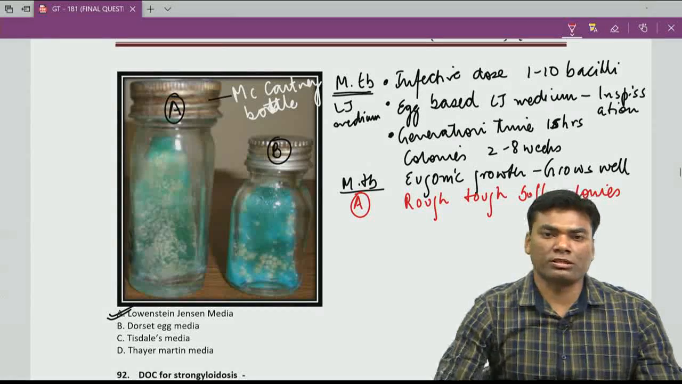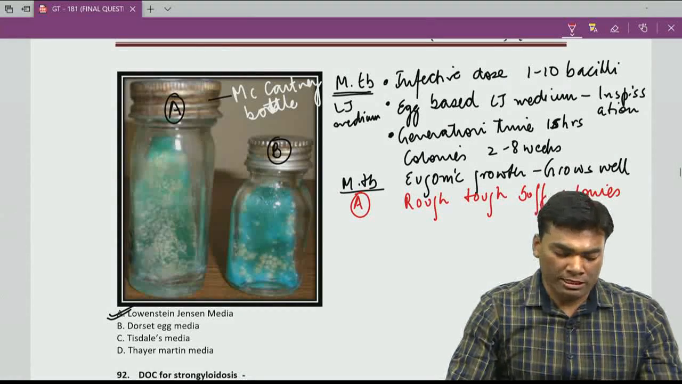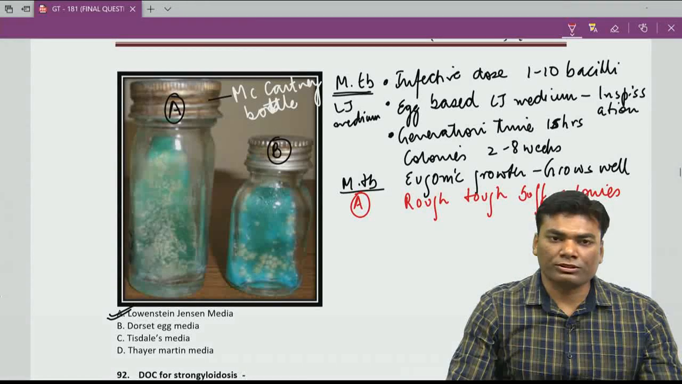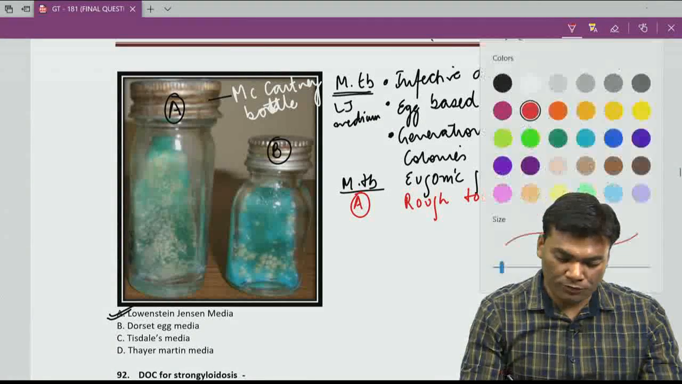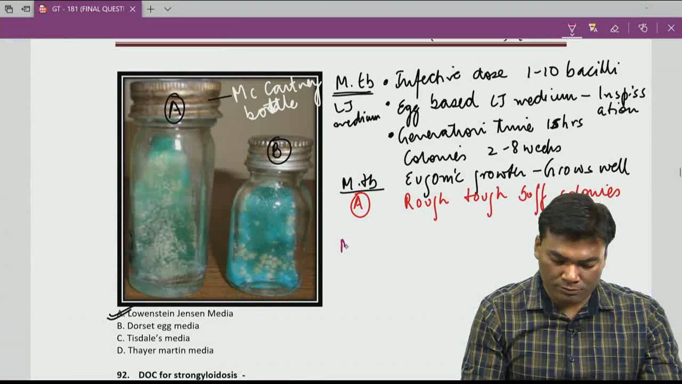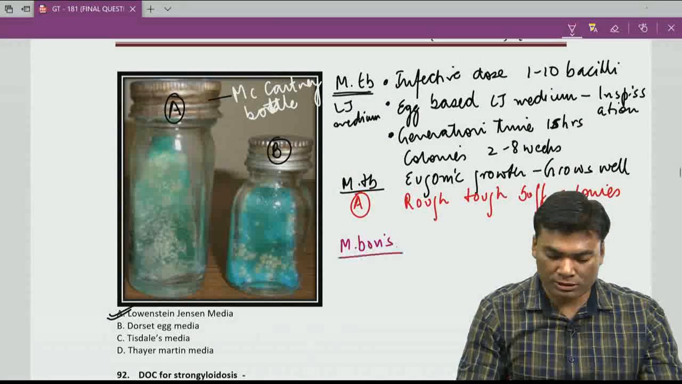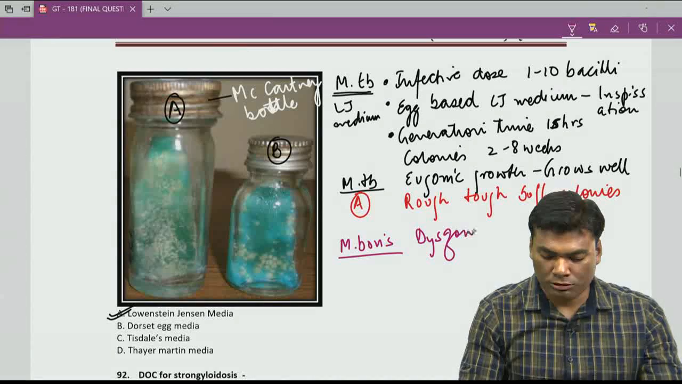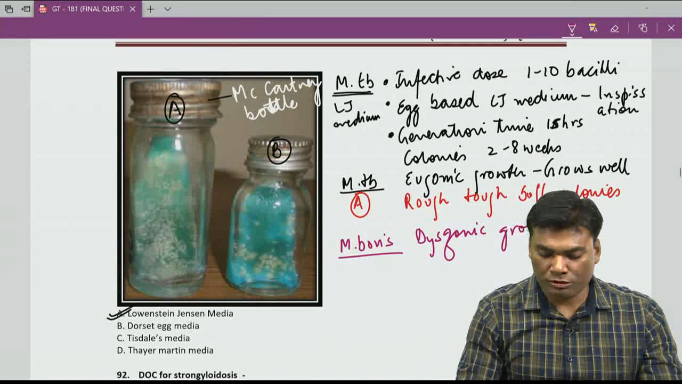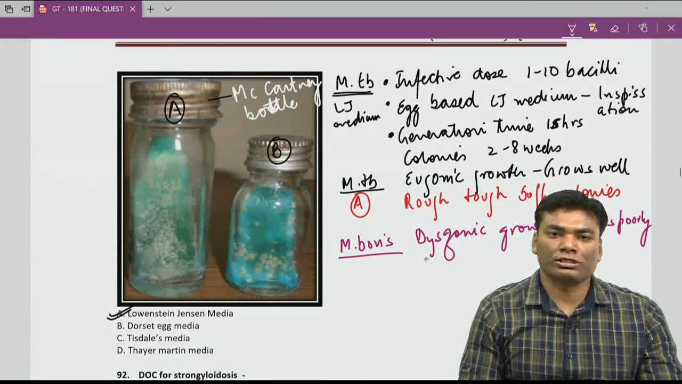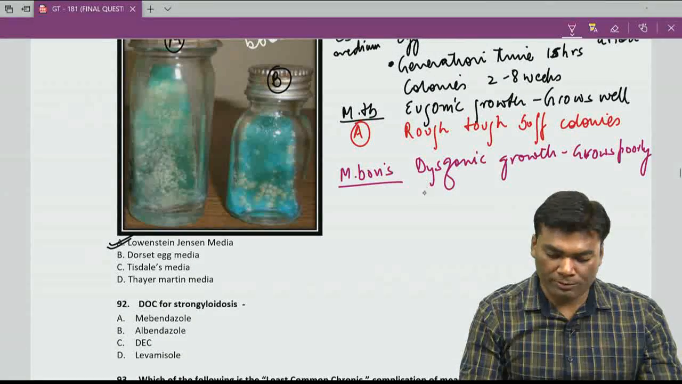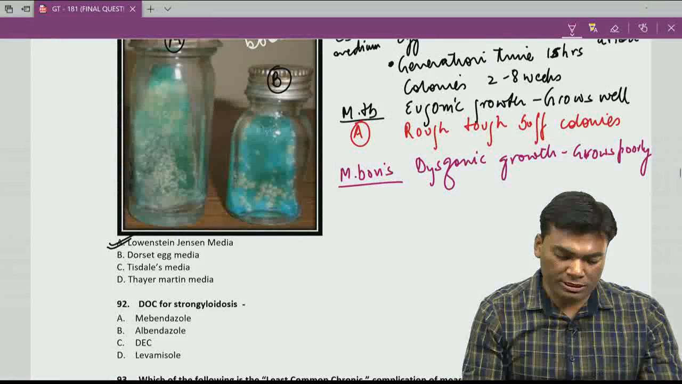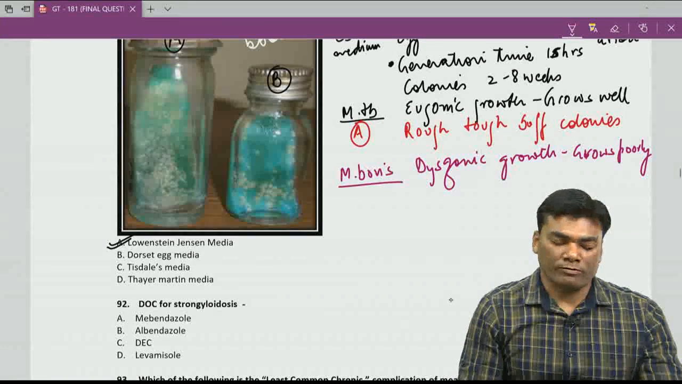It's almost covering the entire slant of the medium, and the colonies are appearing as rough, tough and buff. Whereas the second one is M. bovis. M. bovis has a dysgonic growth. That means that it does not grow very well, it grows poorly, right? And this will not show this kind of colonies, so the colonies will rather be not rough, tough and buff. So this is Mycobacterium bovis, right?